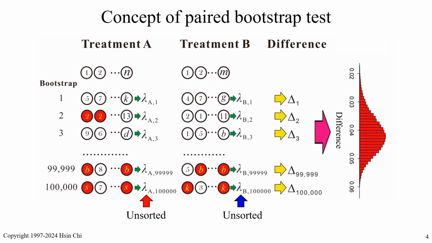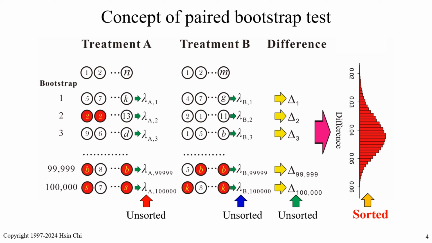When you use the paired bootstrap test in the TwoSex program, it will calculate the difference of the first estimate of treatment A and the first estimate of treatment B. Then it will calculate the difference of the second bootstrap estimate of treatment A and the second bootstrap estimate of treatment B. There will be in total 100,000 differences. They are unsorted. The TwoSex program then sorts these 100,000 differences to find the 0.025 and 0.975 confidence intervals.